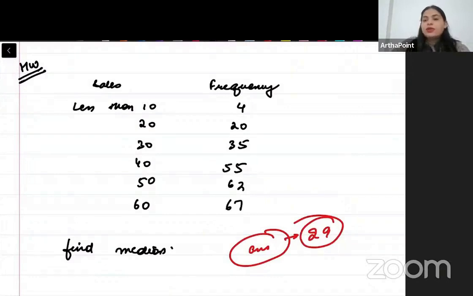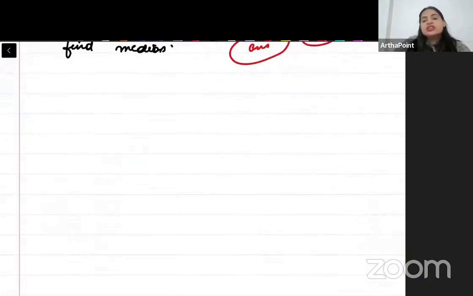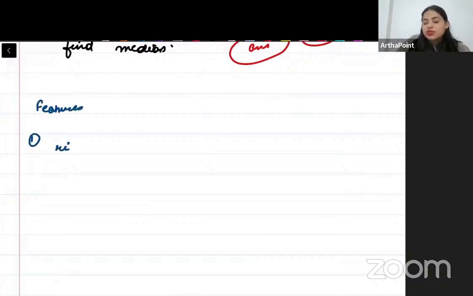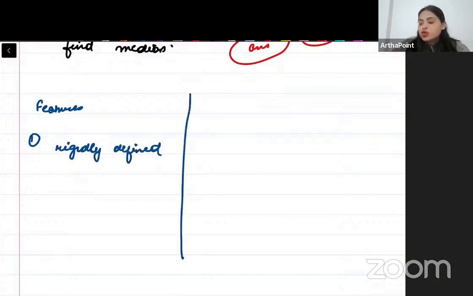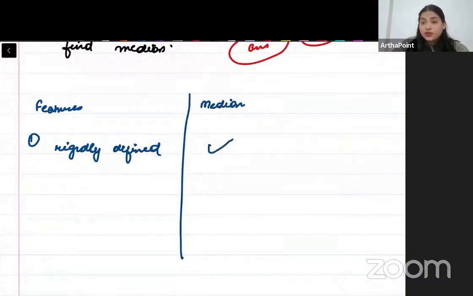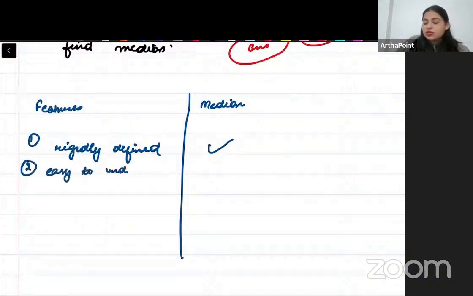Okay. Now we will go back to the characteristics that we had studied yesterday, beta. If you remember, the first feature was that it should be rigidly defined. So the question is, is median rigidly defined? Yes, I have a fixed formula for median, so that is correct. The second feature was that it should be easy to understand. Is median easy to understand? Yes, the formula is pretty simple.